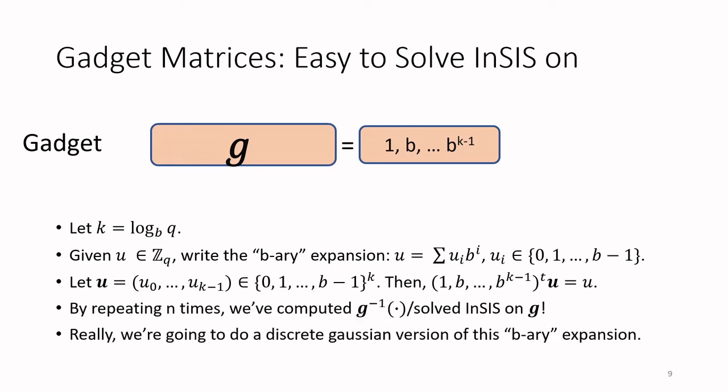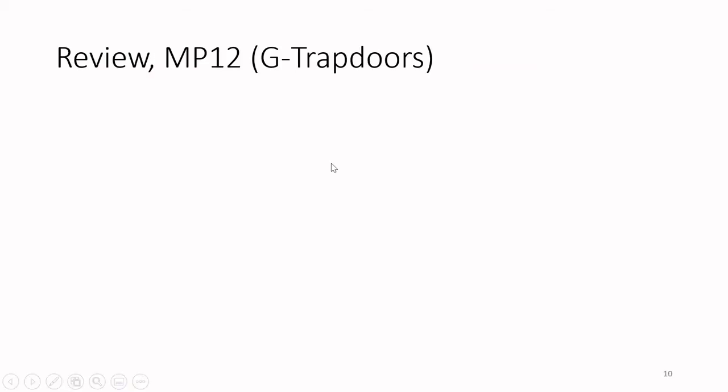And if you repeat this n times, on each of the polynomial's coefficients, then you can solve this on the whole SIS matrix when you represent it as this gadget. Now, really, what we're going to be doing is a discrete Gaussian version of this. Okay, so now I'm going to talk about the MP12 gadget-based discrete Gaussian sampling technique.